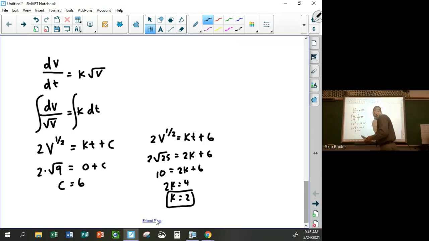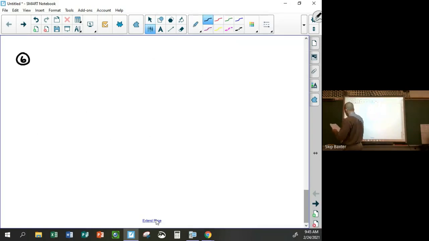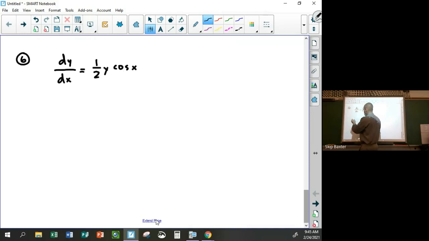6. So we have this differential equation dy dx equals 1/2 y cosine x. And they say f of x is a solution to this differential equation and f of 0 equals 2. And they want to know which of the following statements about f of x are true. First of all, f of x has a vertical tangent when y equals 0.